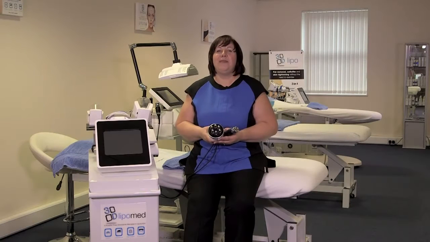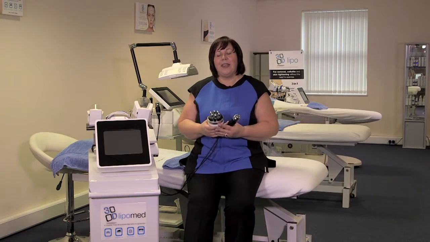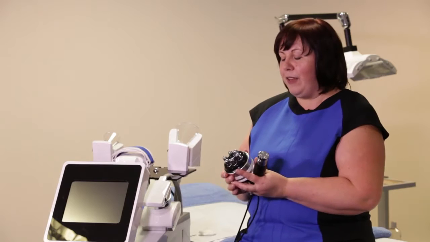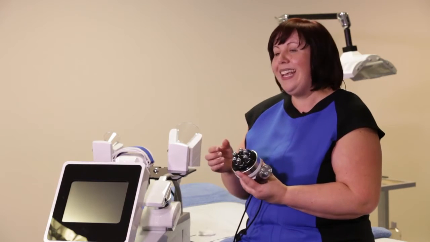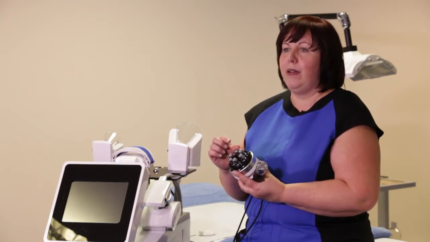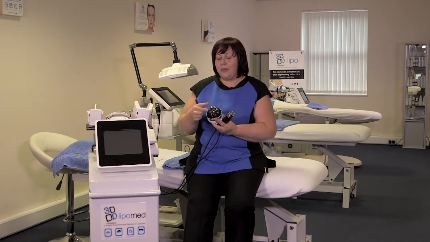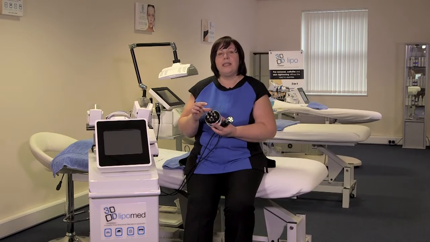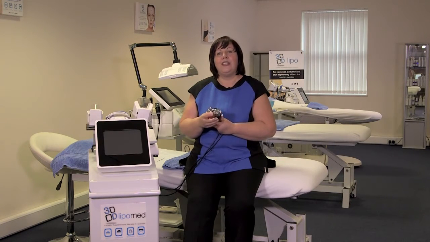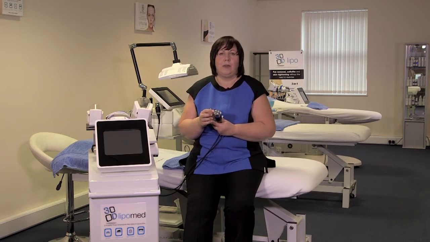The second technology we're going to look at is radio frequency. Radio frequency is emitted through two handpieces, the 6 pixel and the 4 pixel. The 3D Lipo uses tripolar radio frequency. The major benefit of tripolar radio frequency is that it will emit into the skin the distance that the poles are apart. The 6 pixel handpiece will emit the energy 2 to 3 centimeters into the body, whereas the 4 pixel handpiece will emit the energy about 6 millimeters into the body.